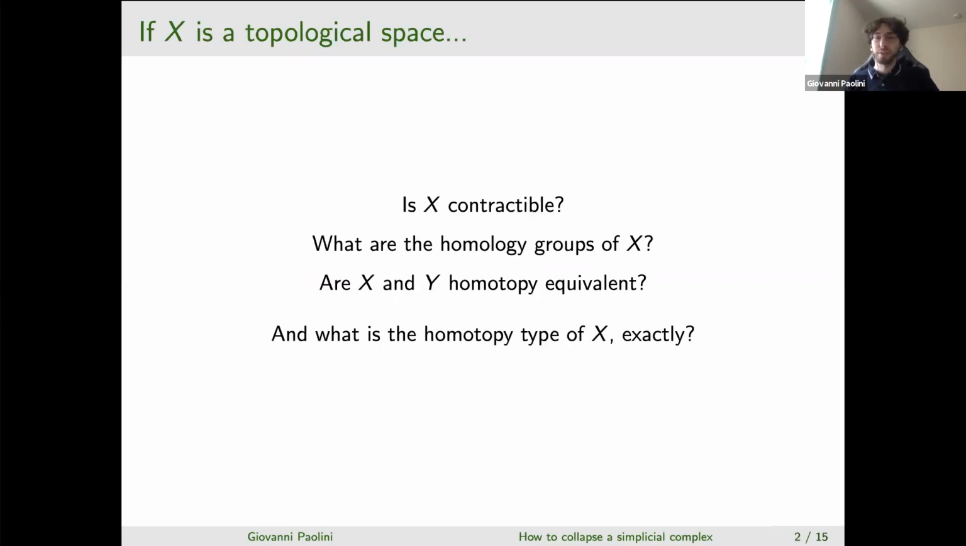So this is how the previous questions could be stated, especially if one is interested in the homotopy type of a topological space. So for instance, is X contractible? What are the homology groups of X? And so on. Today, I will introduce you to discrete Morse theory, which is a combinatorial tool which can be very helpful in answering these questions when X is given in a combinatorial way. For example, if X is a simplicial complex.